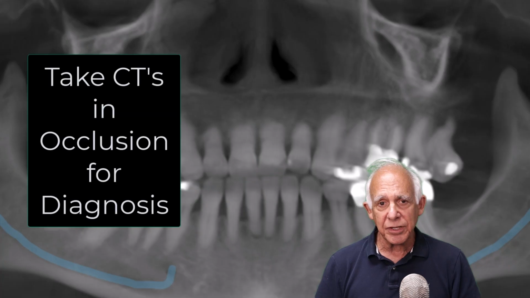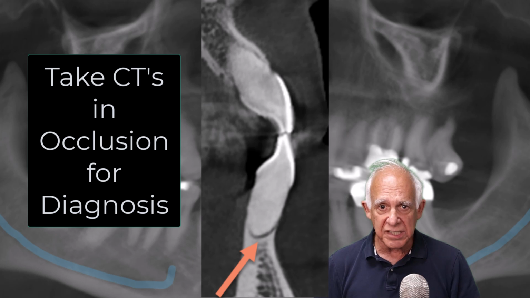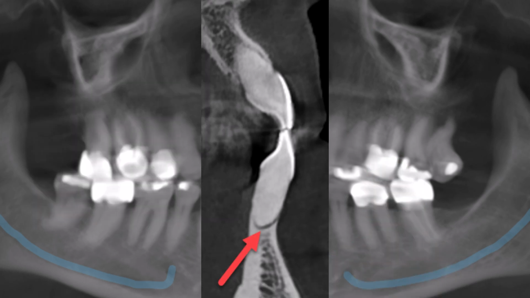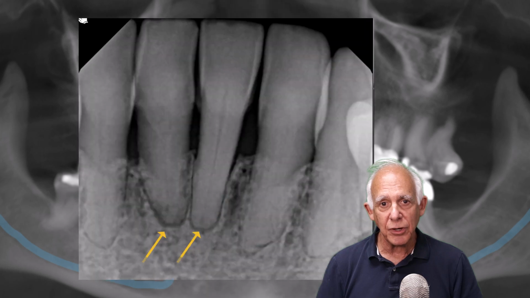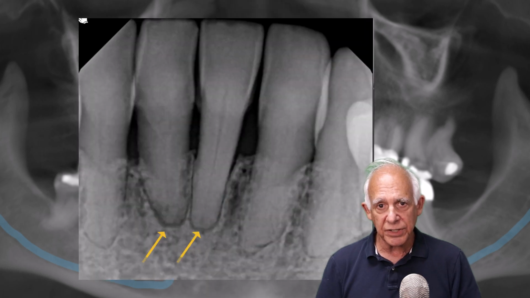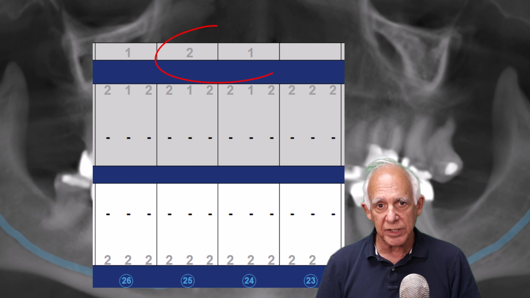Let's take a look at the occlusion, and that's why it's important for us to look at the occlusion on the CT scan. Notice we take all of our CT scans in occlusion, and let's take a look at those lower anterior teeth. Notice the apical lucency on this tooth and the adjacent tooth. What's the reason for that apical lucency? If we take a look at this periapical radiograph, you'll notice there's an apical lucency here. If we take a look at the mobility, there's a class 2 mobility in both those teeth.